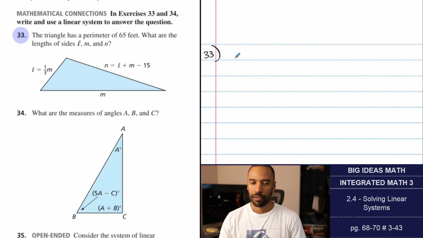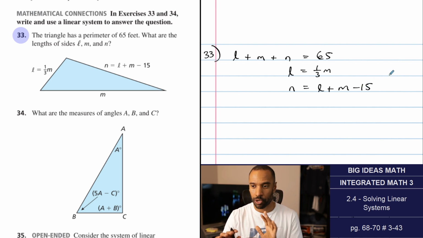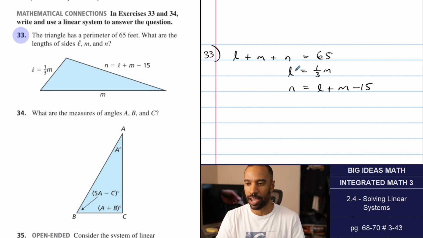So if I'm writing this as a system of 3, and substitution's kind of already there for you, I could say L plus M plus N, that's the perimeter, equals 65. And then you have two other things here. You have L equals 1/3 M, and N equals L plus M minus 15. Kind of an interesting way of going about how they write it. Depends on how you want to solve it. But if N's already by itself there, and L already has something there, I suppose we can substitute this all into the top equation and just get M by itself.